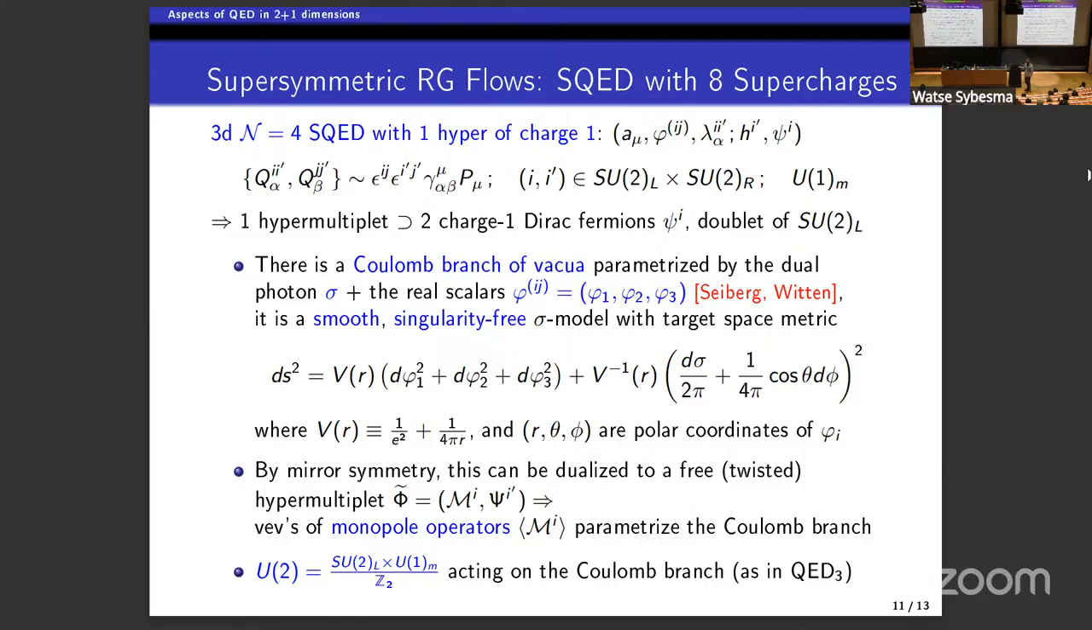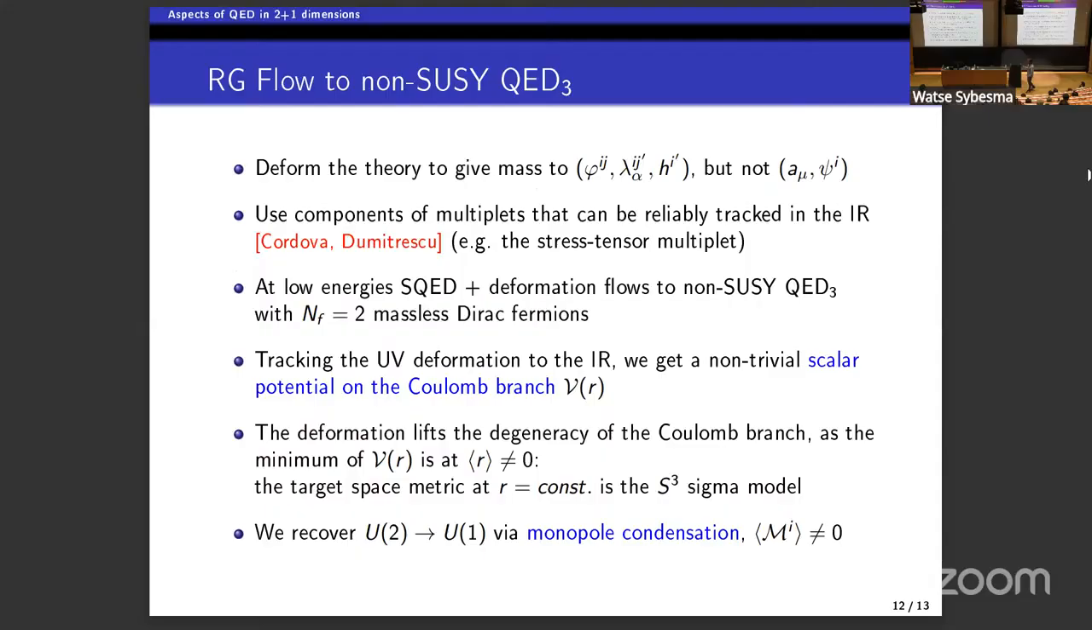Now I want to break supersymmetry. So I break supersymmetry by deforming the theory to give mass to everything, the scalars, the photinos, and the complex scalars, but not to the gauge field and the fermions. But I don't do this randomly. I do this by using components of multiplets that can be reliably tracked in the IR, for instance, using the components of the stress tensor multiplets. And this is a procedure put forward by Clay Cordova and Thomas Dumitrescu by thinking in 4-dimensional adjoint QCD. So you use protected multiplets, and using protected multiplets, you give mass to everything but these guys.